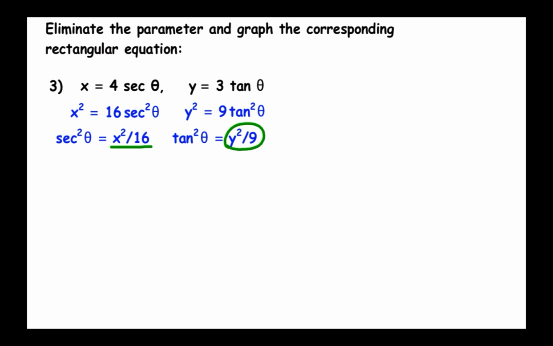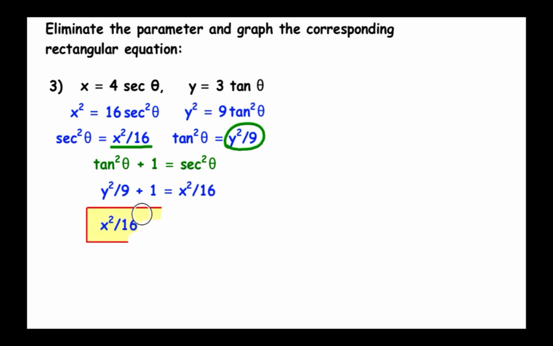Knowing that, we go ahead and use our Pythagorean identity. So we have tangent squared of theta plus 1 is secant squared of theta. And just plug in what we know. Remember we said that tangent squared was the y squared over 9. The secant squared was the x squared over 16. Our final answer is right here. Again, notice the parameter, in this case the theta, is gone.